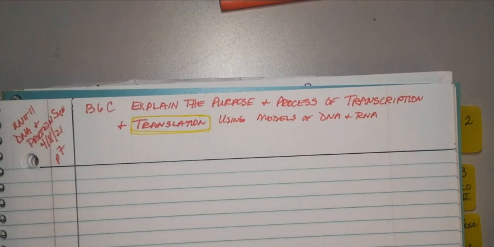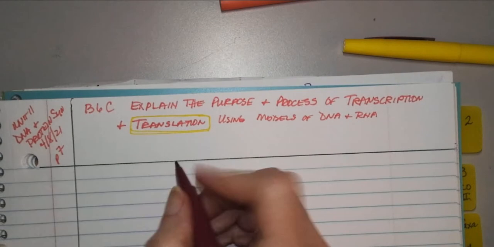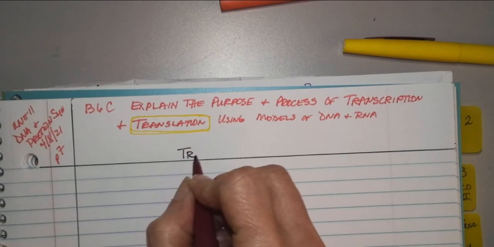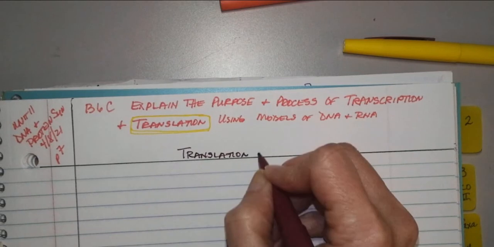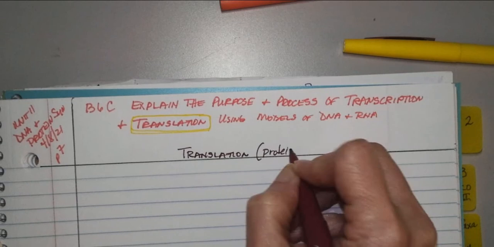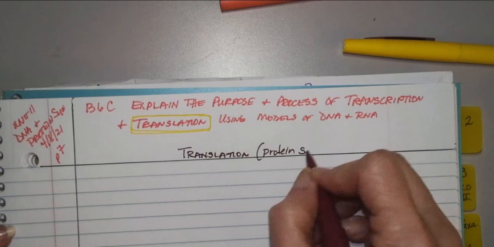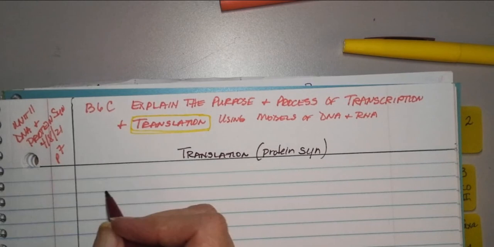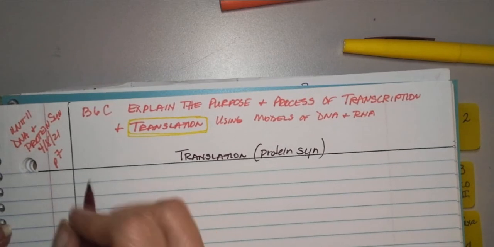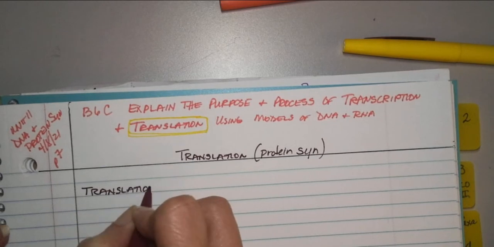So the title for this is Translation. This is what we're focused on. And I'm going to put protein synthesis in parentheses because remember, both of these two pieces, transcription and translation, together make protein synthesis. Protein synthesis, again, is just making what? That's it, making proteins. That's all we're talking about here. So we're going to look at translation then. And let me make this just a little bit bigger so it's easier for you to see.